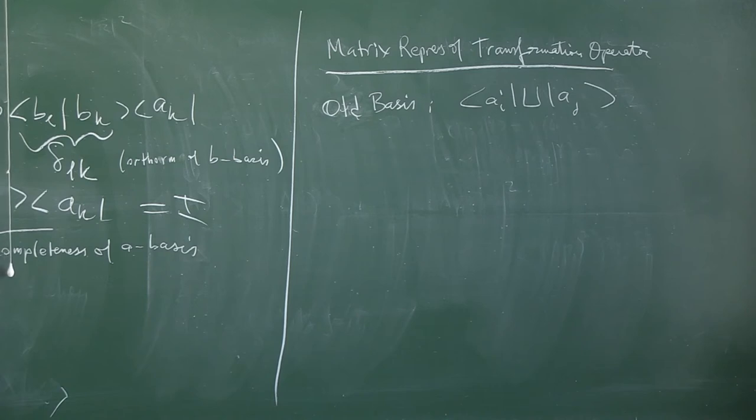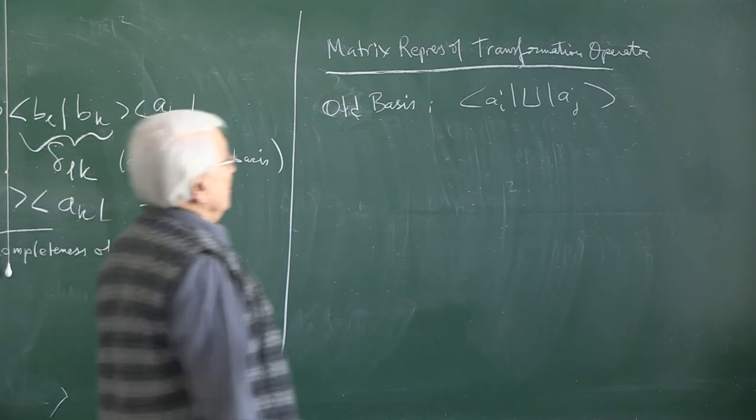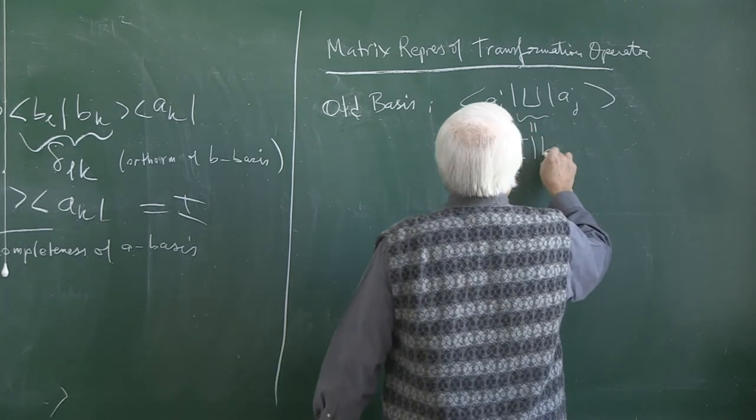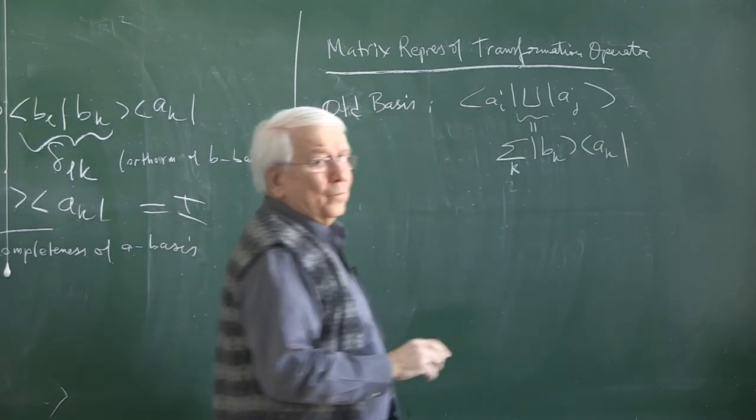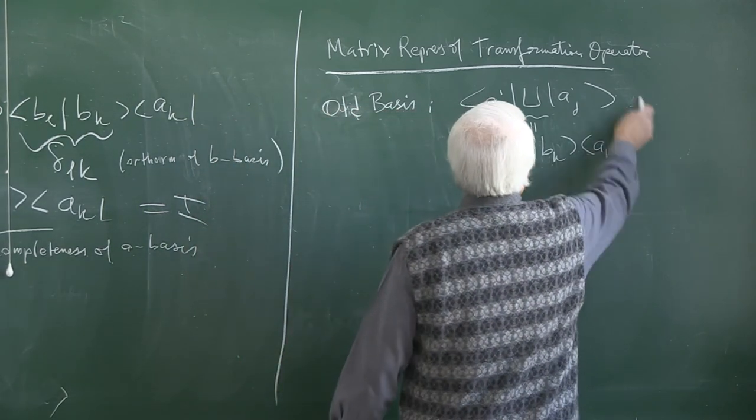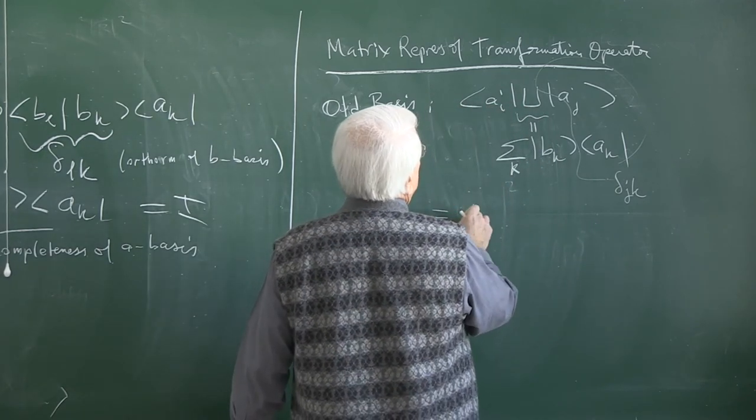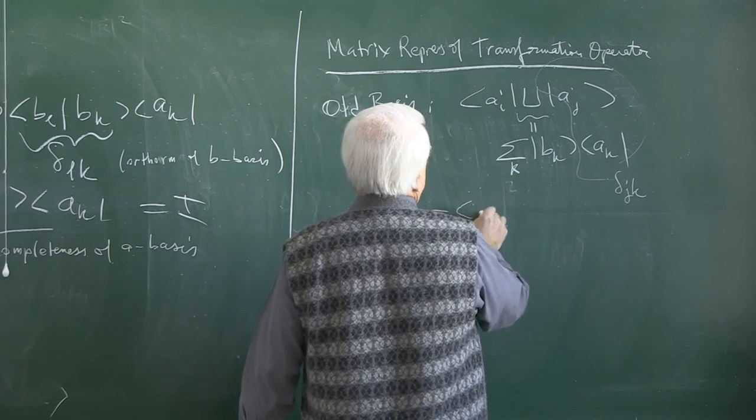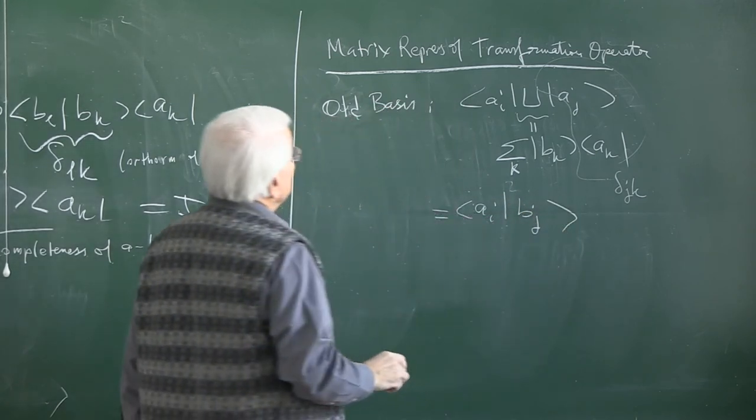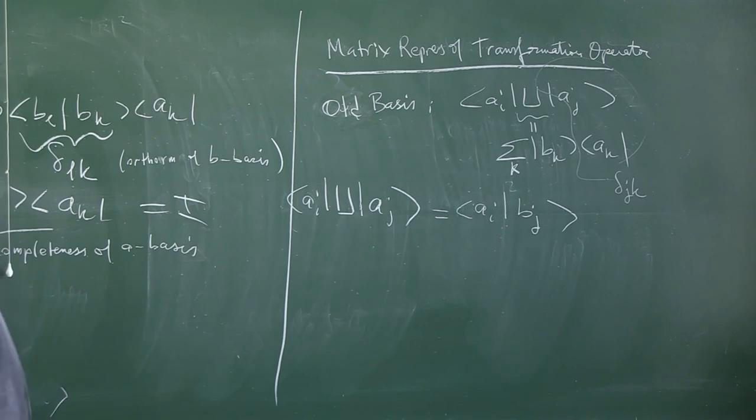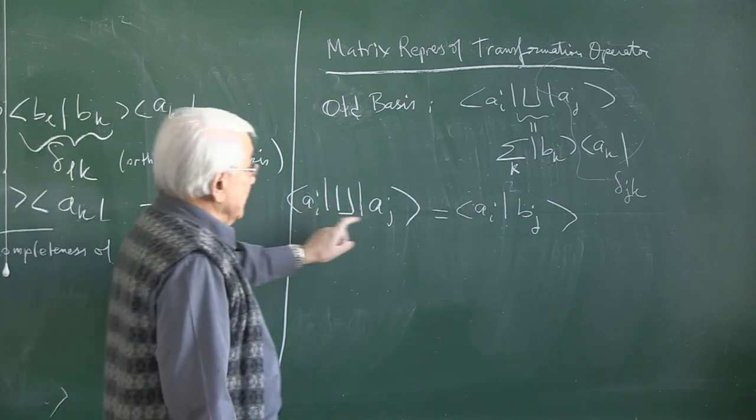What you do is you write the U here, |B_K><A_K|, and then use the orthonormality of the A basis here, delta_JK, and carry out the K summation. So <A_I|B_J>. Notice that this is an operator, ket first, bra next. These are the matrix elements of that operator, so you get complex numbers, right?